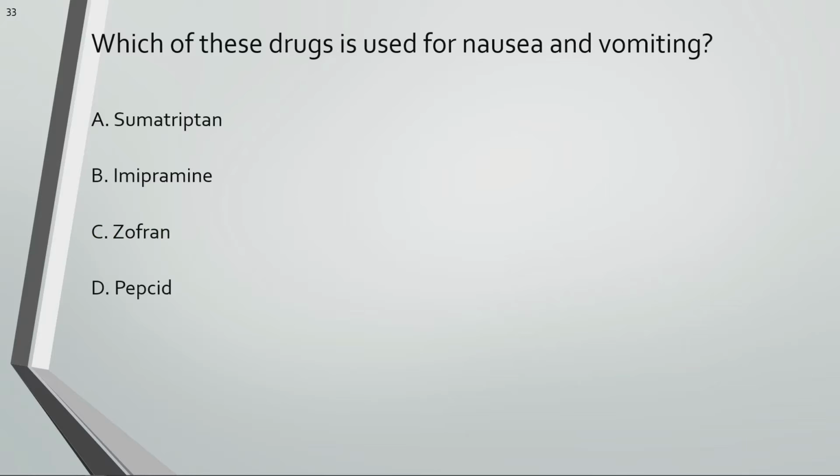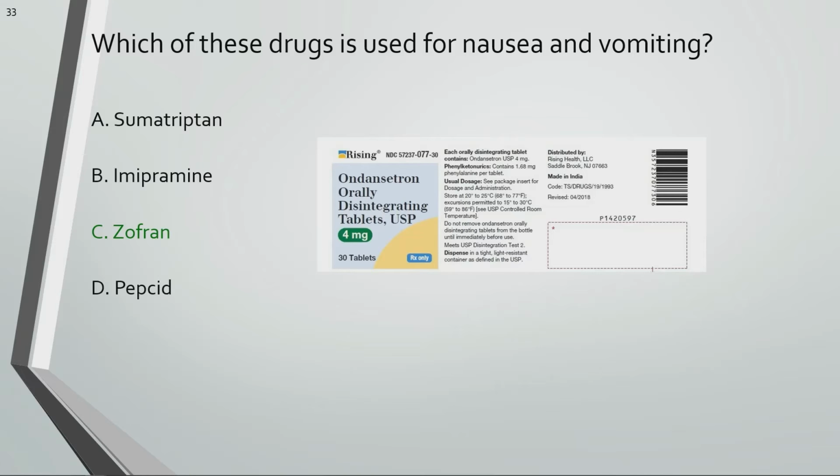Which of these drugs is used for nausea and vomiting? Zofran or ondansetron is used for nausea and vomiting. Sumatriptan is used for migraines, imipramine for depression, and Pepcid for GERD, acid reflux, and indigestion.